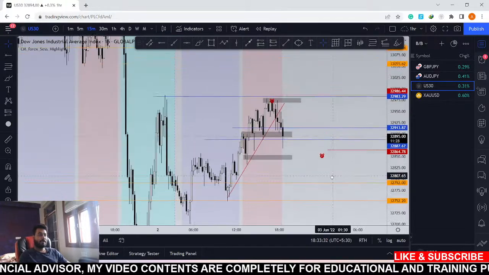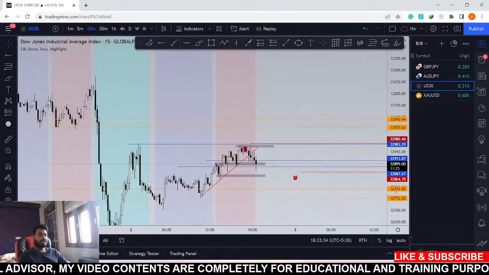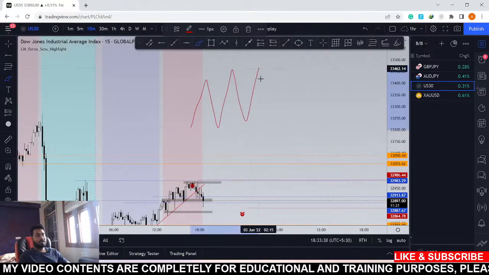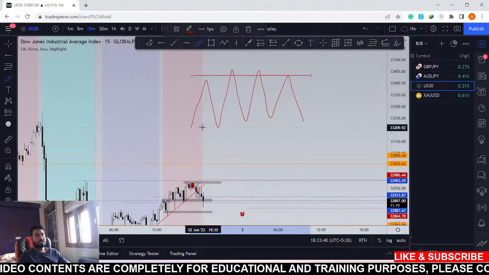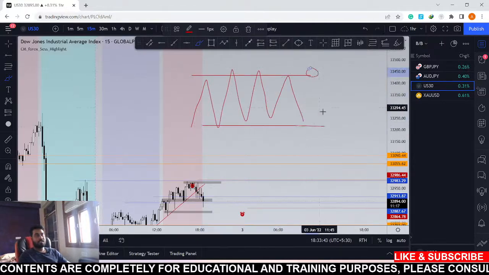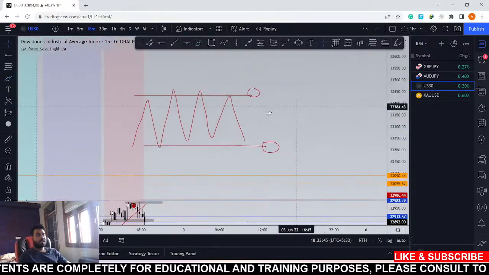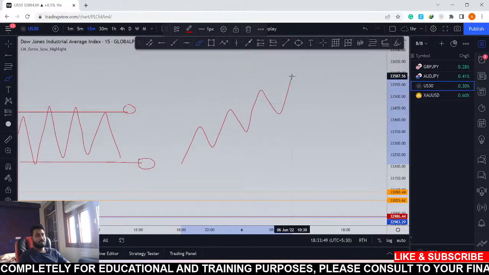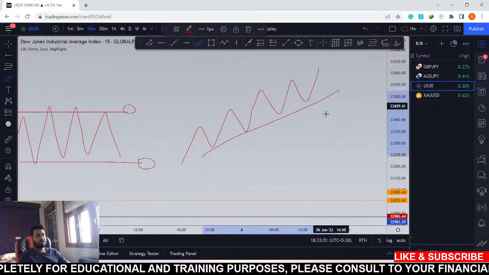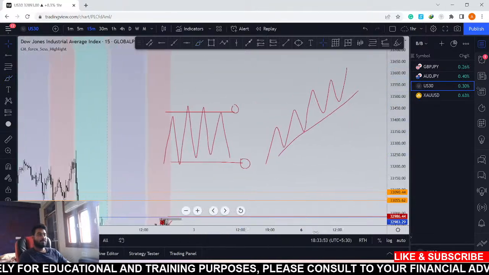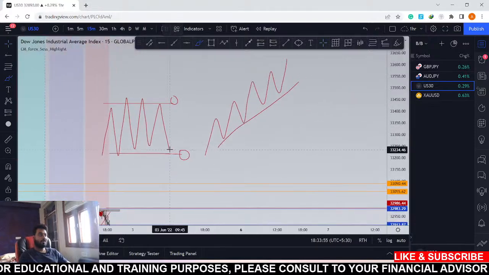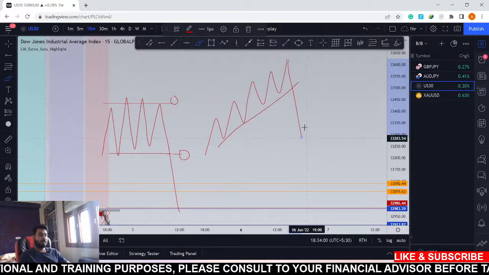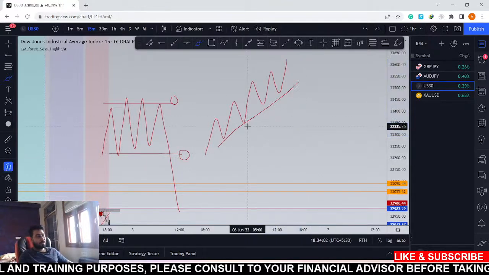And again, the same thing. Resistance can be of two types. One is a simple range resistance like this. This is your resistance, this is your support. And there can also be a trend line resistance and support like this. And you have to wait for the breakout of this resistance or this resistance. On 15-minute close, we will be looking for our entry.